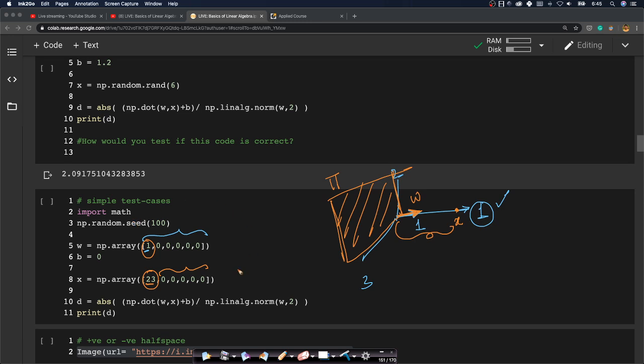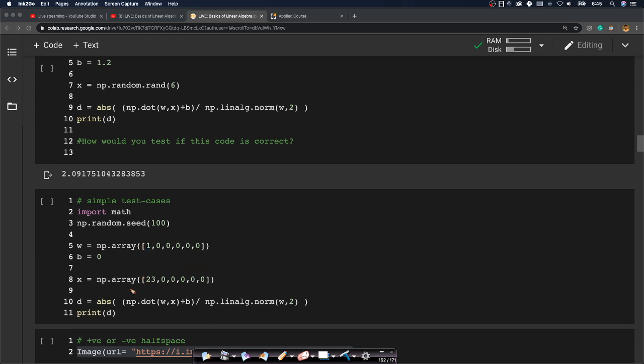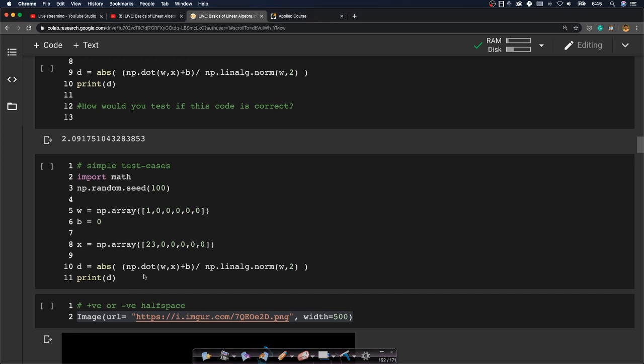Again, you can write lots of simple test cases like this. I'm trying to show you how to think of test cases in d-dimensional spaces. The easiest one is to test cases in 2D and 3D spaces. That's easier, because you can simply come up with something that you can visualize easily. But you can also construct examples in high D spaces like this, right?